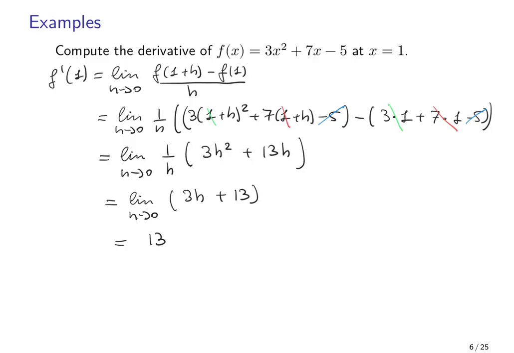So that gives us the derivative of the function at x is equal to 1, but later on we will see that we can do this without computing the limit explicitly by just using our rules. So later on we will do this in one step.